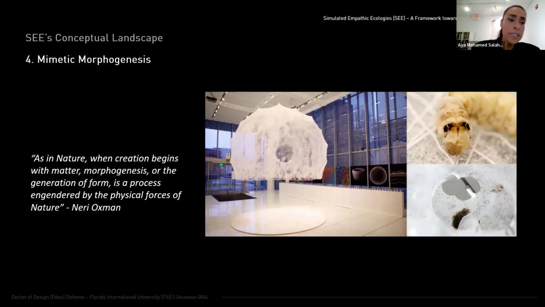Digging into the next layer, mimetic morphogenesis, which goes into the influence of nature on design thinking and on material behavior and system behavior in general. Here we have the example of the project by Neri Oxman, the Silk Pavilion. As Neri Oxman said, as in nature, when creation begins with matter, morphogenesis, or the generation of form, is a process engendered by the physical forces of nature.